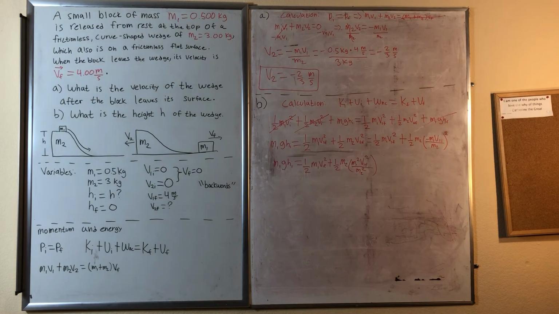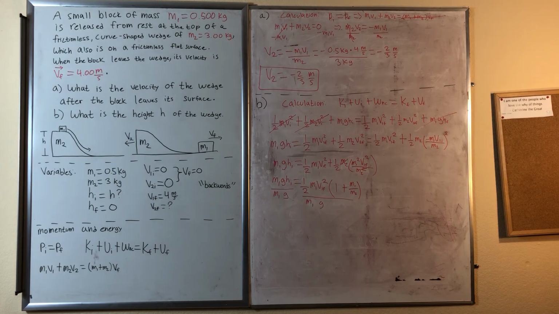Multiply out to get m sub 1 times g times h initial equals 1/2 m sub 1 times v sub 1 final squared plus 1/2 m sub 2 times m sub 1 squared times v sub 1 final squared over m sub 2 squared. We can cancel out one of the m sub 2's. On the right side, both terms have m sub 1 and v sub 1 final squared, so we can factor those out from both. This leaves m sub 1 times g times h initial equals 1/2 m sub 1 times v sub 1 final squared, all times 1 plus m sub 1 over m sub 2.